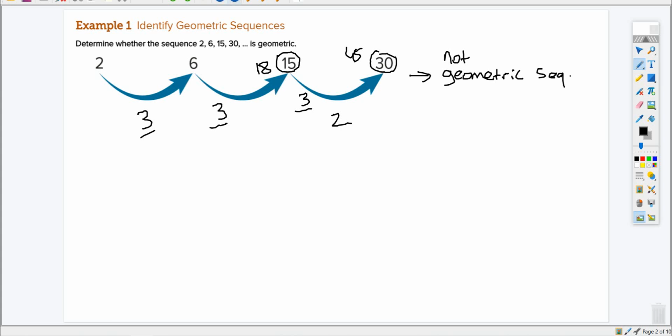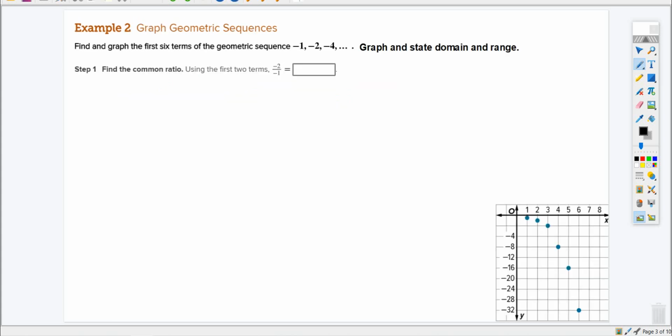Let's look at the second one. It says, find and graph the 6 terms of the geometric sequence. And later on, I put graph again here. Later on, state the domain and range. That's the thing. So first thing is that we find the first 6 terms.